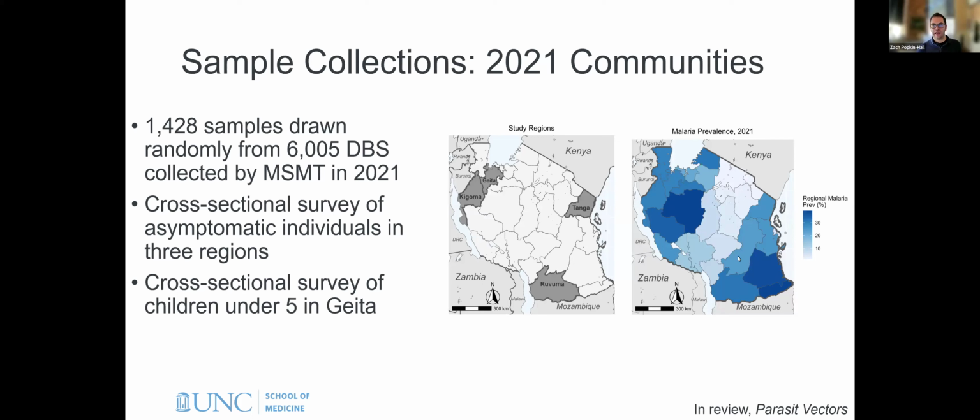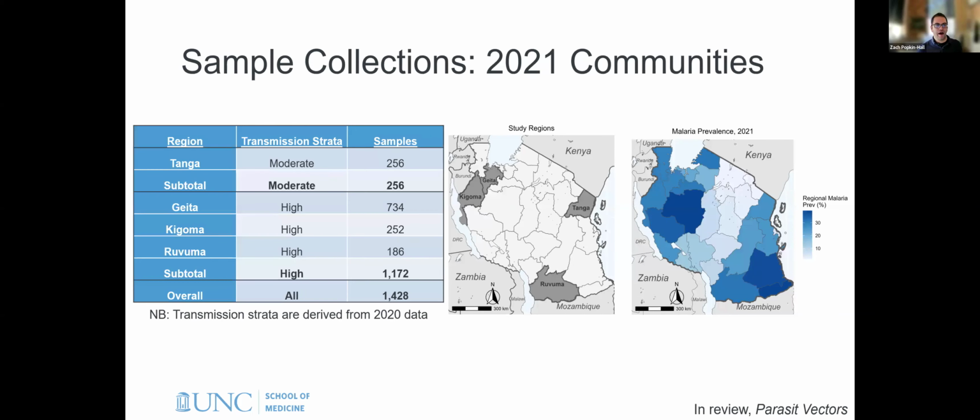Just from looking at the map of the transmission on the right side of this slide, you'll see that these are all higher transmission areas. Here, I'm showing you a table to give you a sense of the sample numbers, but also to show you those transmission strata. Tonga was considered to be a moderate transmission region. Geita, Kigoma, and Ruvuma were all considered to be high transmission. This also shows you roughly how many samples came from each of those regions.